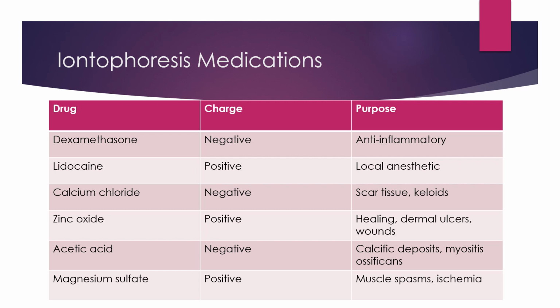Then we go to calcium chloride, which is a negative charge. This helps to reduce scar tissue and keloid formations. So this typically helps to soften scar tissue, maybe even reduce muscle spasms some. And it's, again, that negative electrode there.